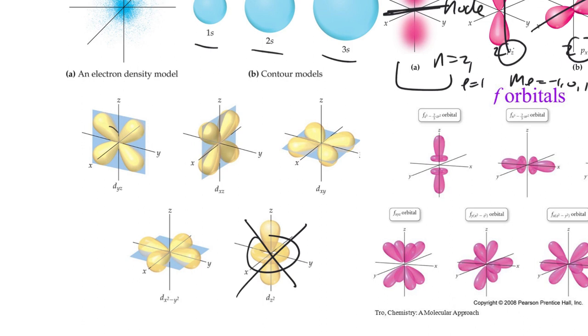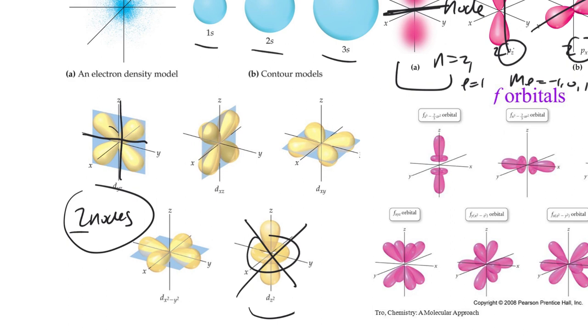So the p orbitals have one node through the center of the atom, and then the d orbitals have two nodes through the center of the atom. The number of nodes through the center of the atom, if you take note, is equal to the L value. So the L value is telling you how many nodes there are, and there's two nodes as well for even this orbital here called the dz squared orbital.